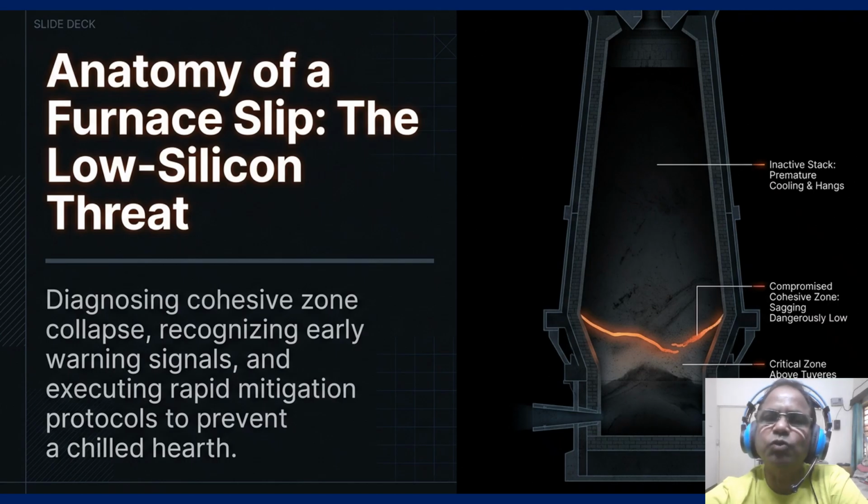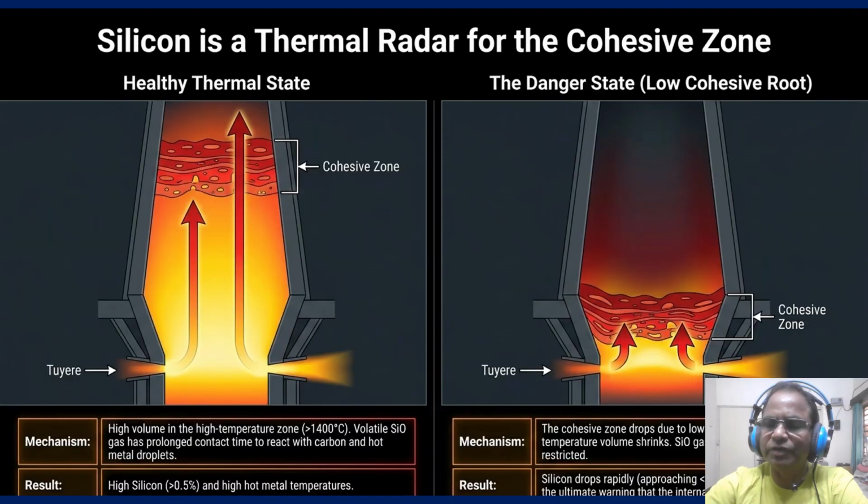To prevent this collapse, we must view silicon not just as a chemistry specification but as our primary thermal radar. And this is going to have a lot of role subsequently. As you can see, in this business we use silicon to see through the steel shell.